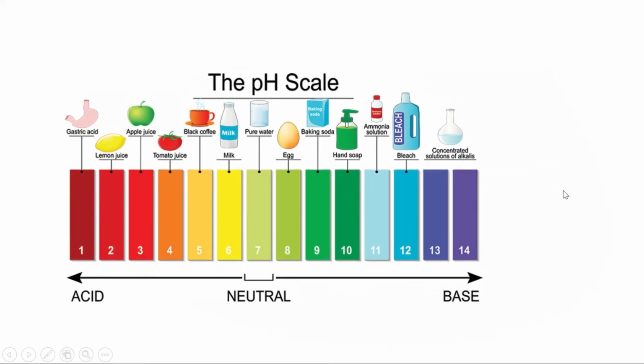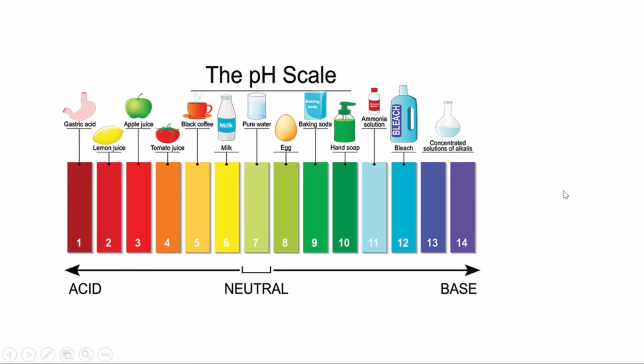So here is an example of a pH scale ranging from 0 to 14 of our everyday life basis. Okay? So the lower the pH value, the stronger the acid is. Meanwhile, the higher the pH value, the stronger the base is.